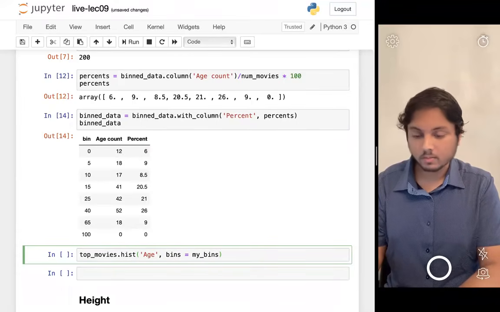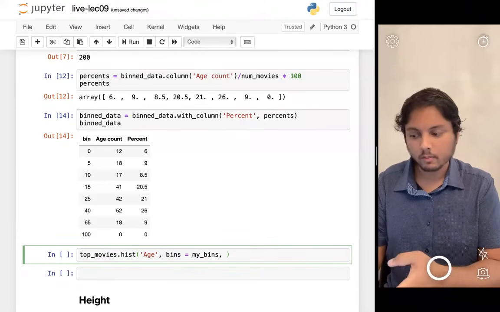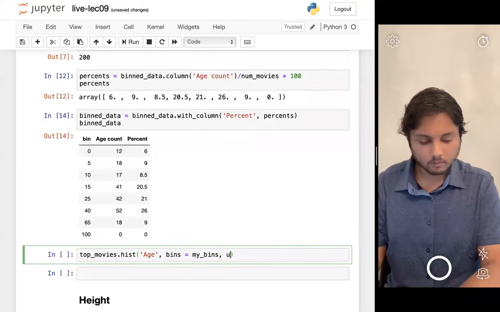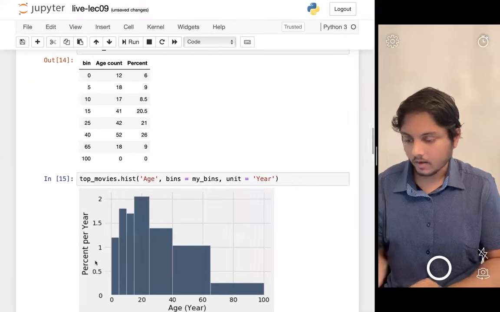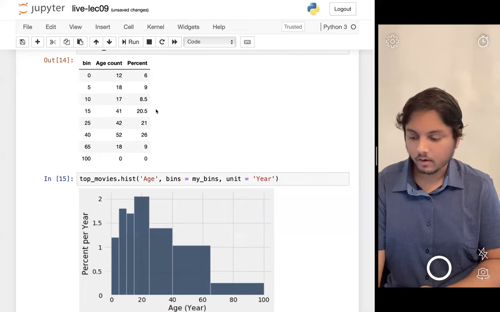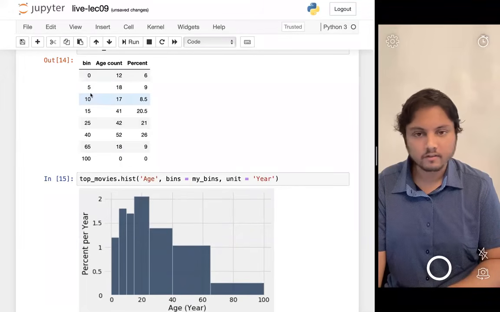In this case, bins are just going to be my bins, which is the same bins that were used to make this table right above. And then we just specify the unit for clarity. Now it's really nice to be able to see these together. So what this is saying is that this first bin here, what does it correspond to? It corresponds to movies that are 0 to 5 years old.